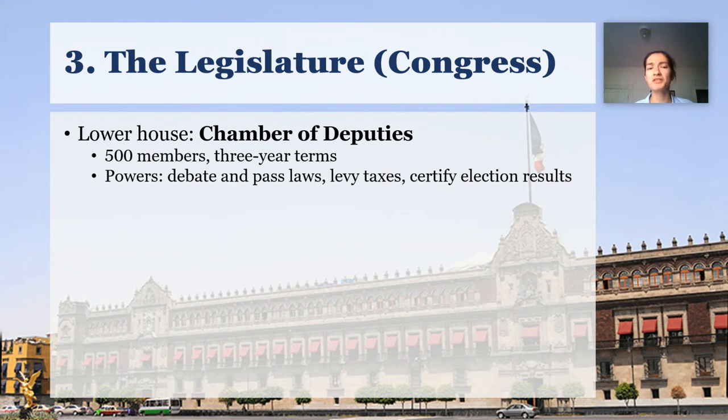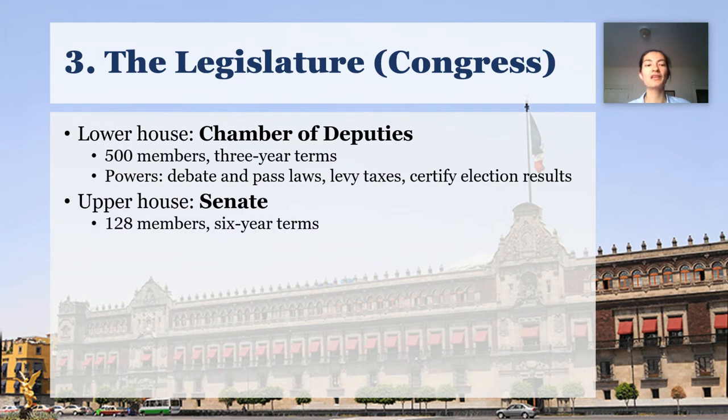The Chamber of Deputies has the unique power to originate bills that are going to levy taxes. In the United States Constitution, we refer to that as the power of the purse. They also have the power to certify election results, which is important given the contested nature of a number of Mexico's elections in the 1980s and 1990s particularly. The upper house of the legislature is called the Senate. It has 128 members. They each serve a 6-year term. And again, we'll talk about electoral systems in a moment.